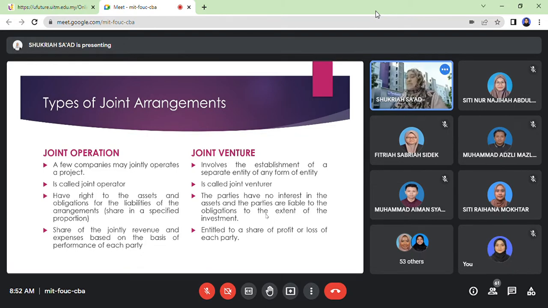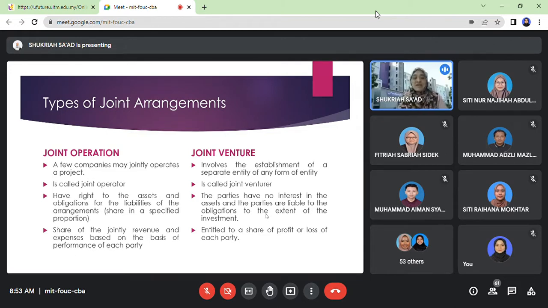Okay, joint venture is similar to a partnership. Because they are not involved directly, because they have passed everything to a separate entity to handle the project, they are entitled to the profit sharing only. So it is not like a joint operation, because A and B are involved directly with the project. That's why they have rights to the assets of the project and are also liable for the liabilities.